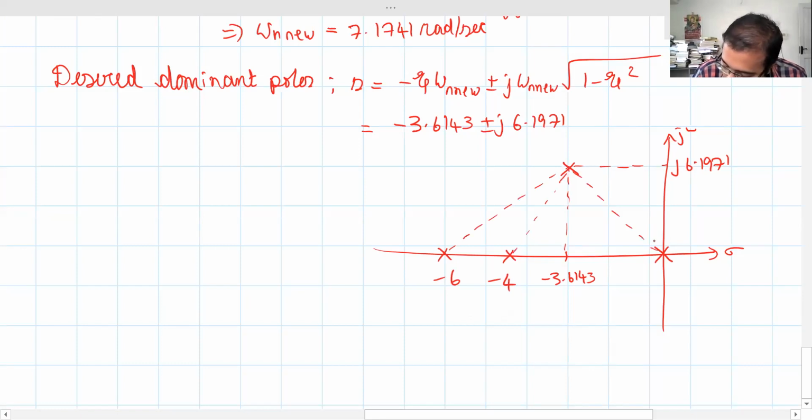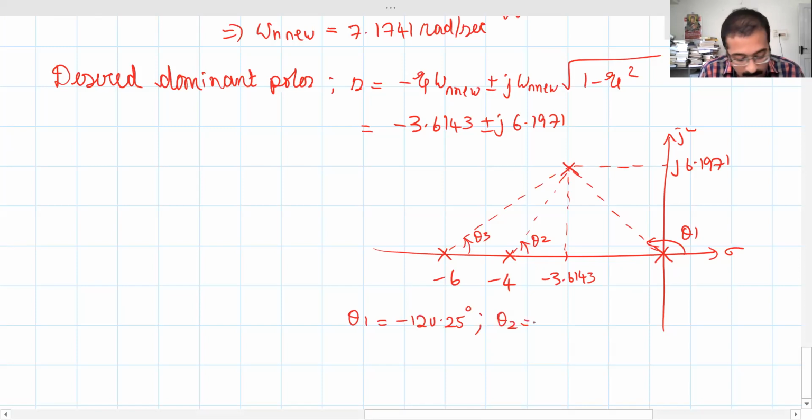So this is theta 1, theta 2, theta 3. What will be theta 1? Again, keep in mind these are pole angles. So minus of 90 plus tan inverse of 3.1643 by 6.1971. You can calculate what theta 1, theta 2, and theta 3 are. If you calculate, you will get theta 1 as minus 120.25 degrees, theta 2 as minus 86.43 degrees, and theta 3 as minus 68.94.